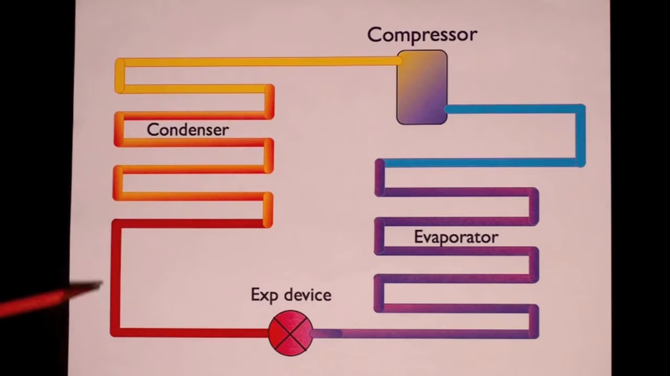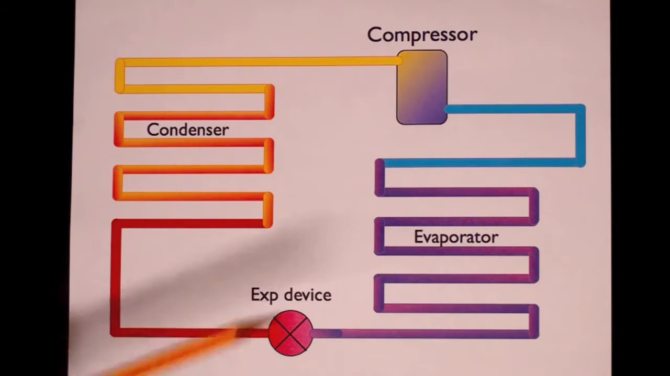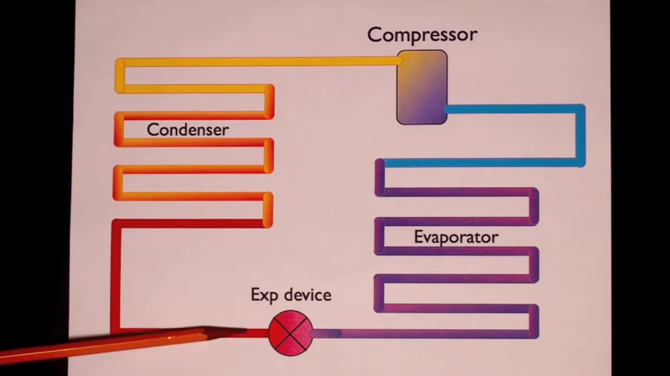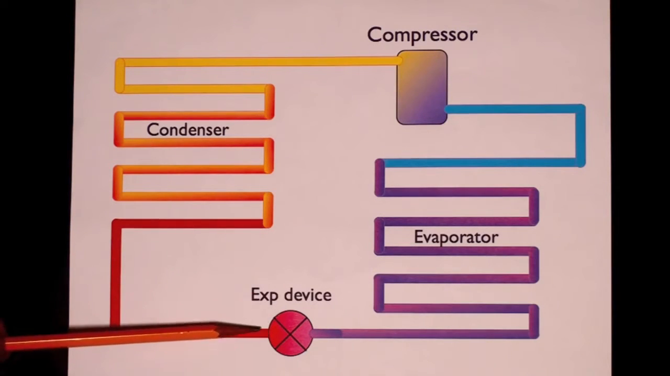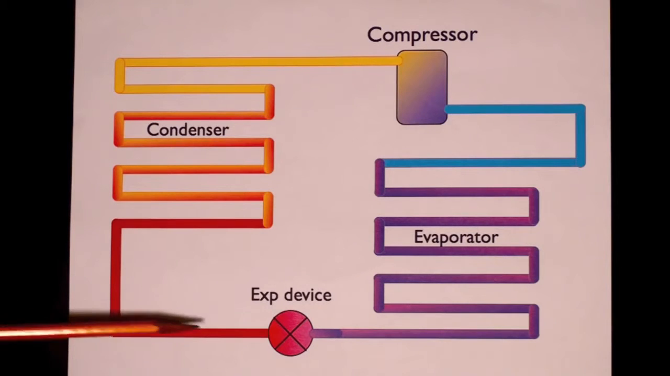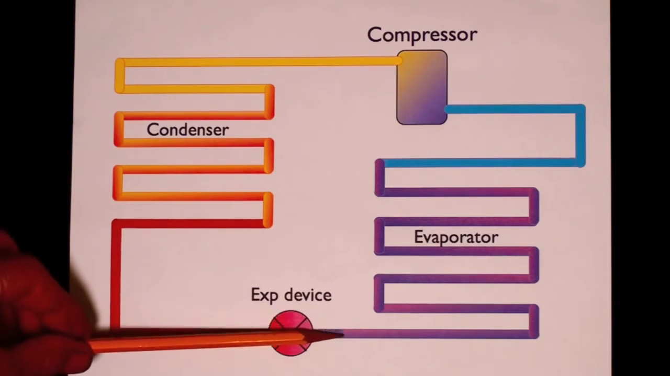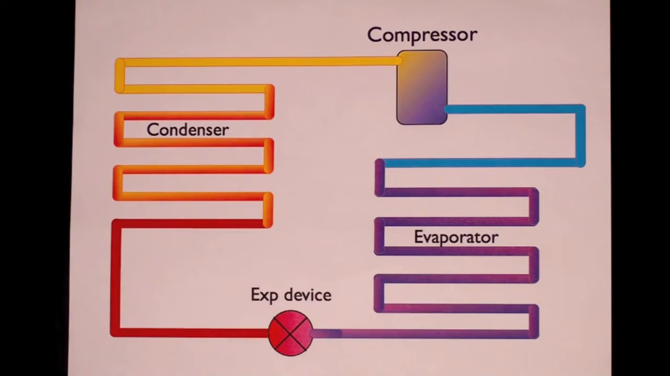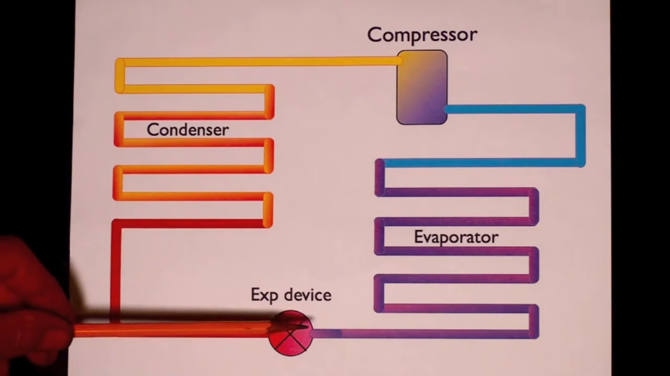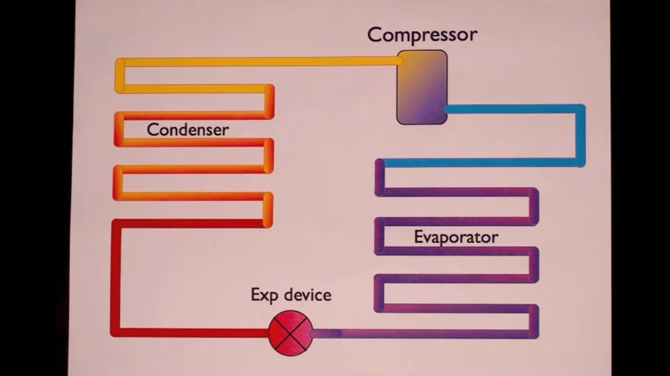So it passes through the liquid line, hits the expansion device, and then the expansion device, because it's a limiting device, it could be just a small hole. The pressure on this side is going to be much higher than the pressure on this side. So the refrigerant passes through here, its pressure drops from the condensing pressure temperature to the evaporating pressure temperature.